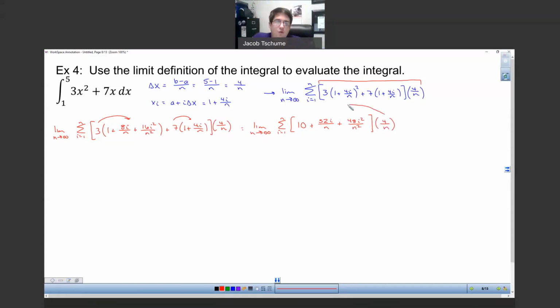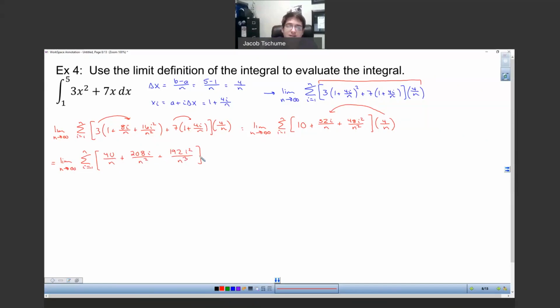Now you're going to take the 4 over n and distribute it to all three of those terms. So this would be the limit as n goes to infinity of the summation from i equals 1 to n of, that would be 40 over n plus 208i over n squared plus 192i squared over n cubed. All right, so you've expanded. That's job number 1. We got it expanded.